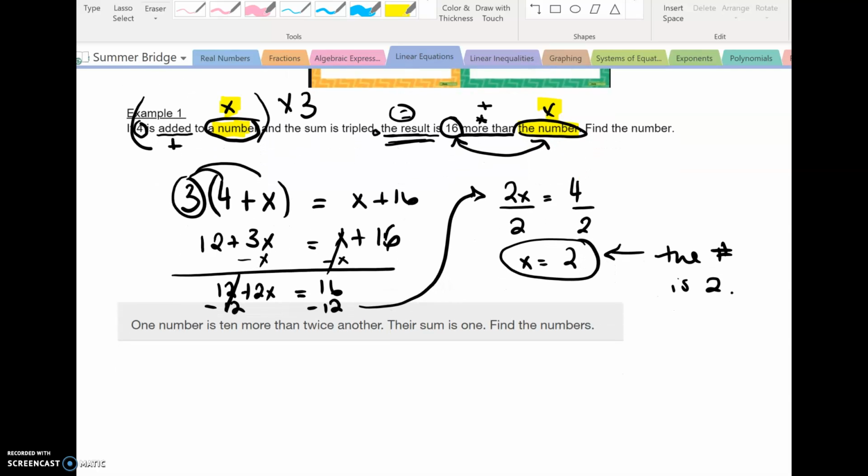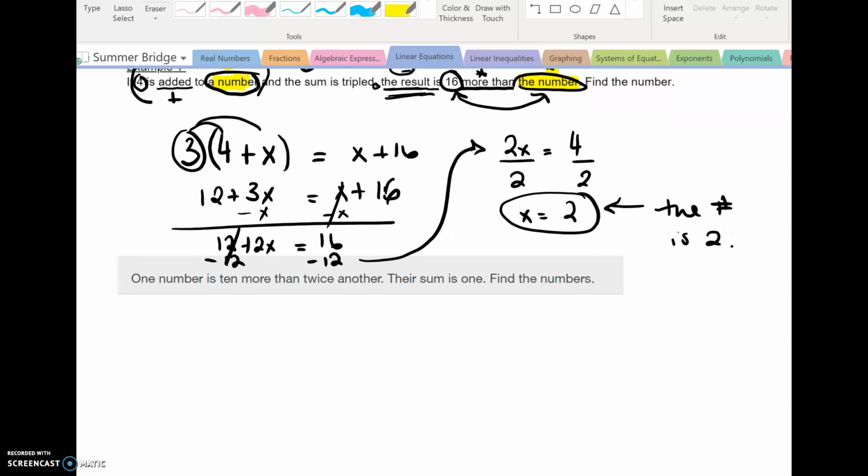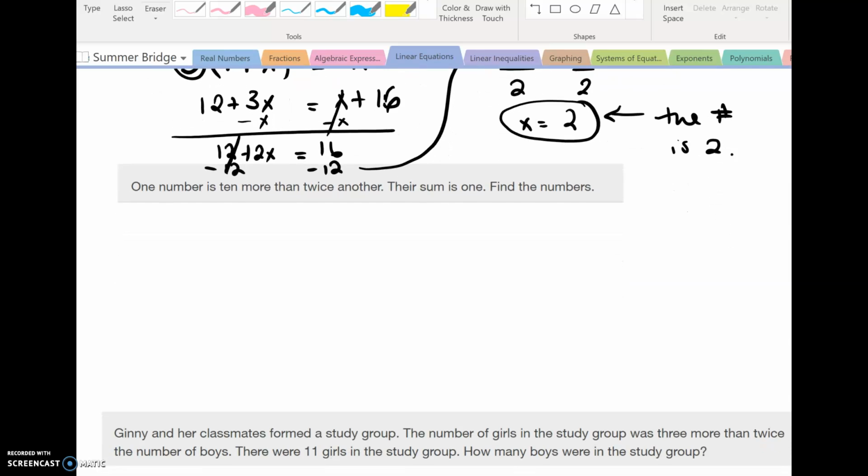Now for time's sake and with how much we do have to get done, I am going to skip this next problem. However, if you want to pause the video, do it yourself and check it with the teacher, we absolutely can do that, but I am for time's sake just going to move on.